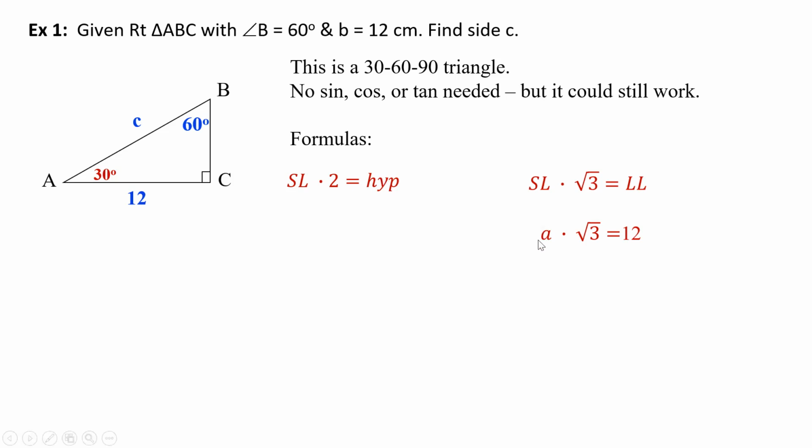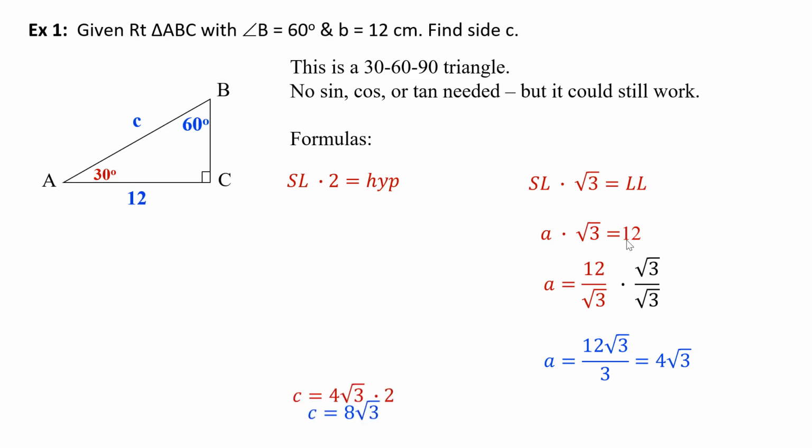Again, you'll notice I put A in here because I'm missing side A over here. I could just simply find side A first, so A times √3 equals 12. Remember, short leg times √3 equals long leg. If I solve for A and rationalize, I get 4√3 for A. Now, why did I do that? They didn't ask for A. Because now to find C, I go to my other formula and I just multiply A times 2 and I'm done. And C is 8√3.